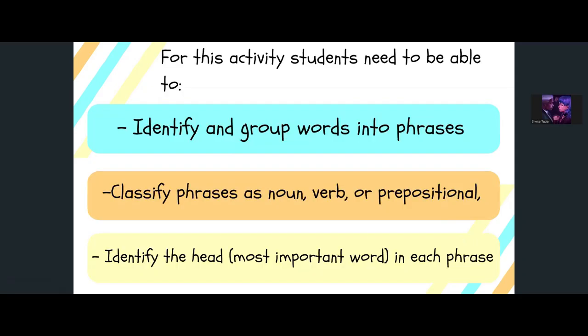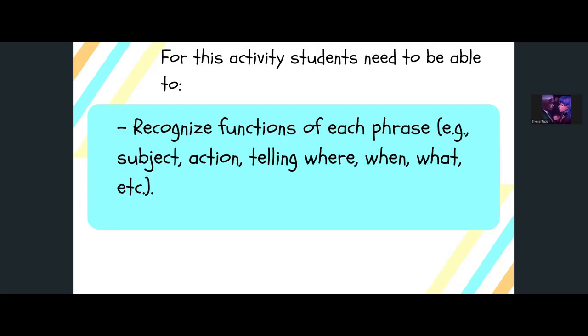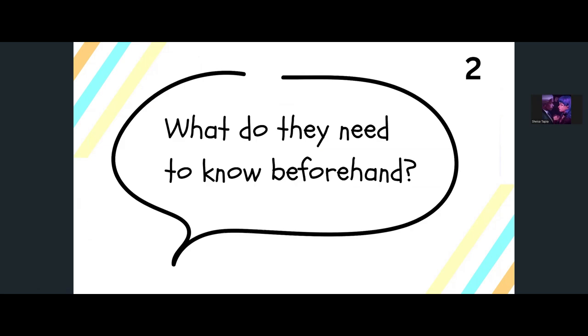For this activity, students need to be able to identify and group words into phrases. They need to classify phrases as noun, verb, or prepositional. They need to identify the head, or in other words, the most important word in each phrase. This is what they need to be able to do for this activity to do it well. And then to continue, they also need to recognize functions of each phrase. For example, if it's the subject, if it's the action, if it's telling where, when, what, and so much more. What do they need to know beforehand?